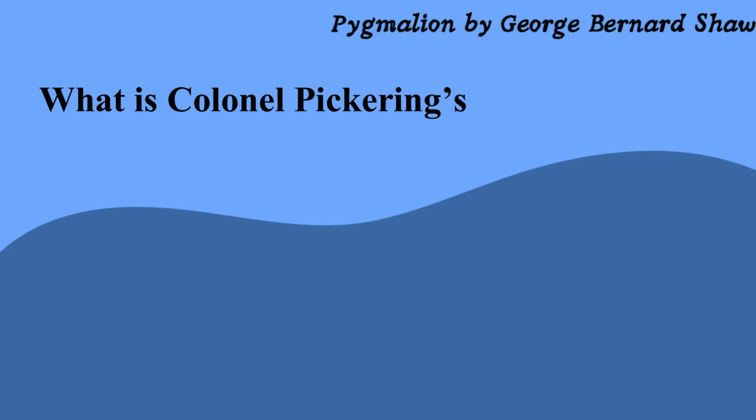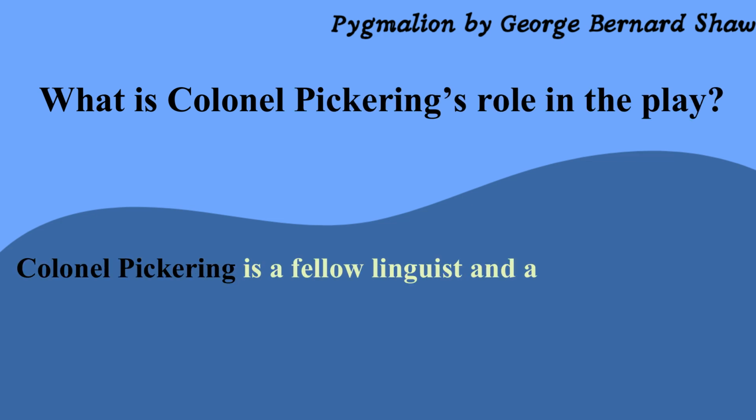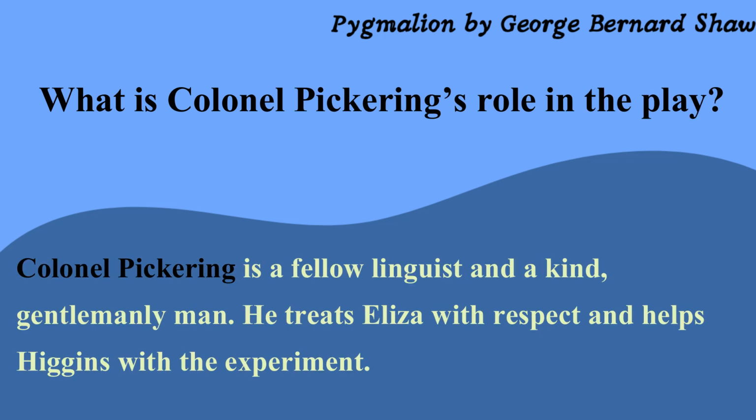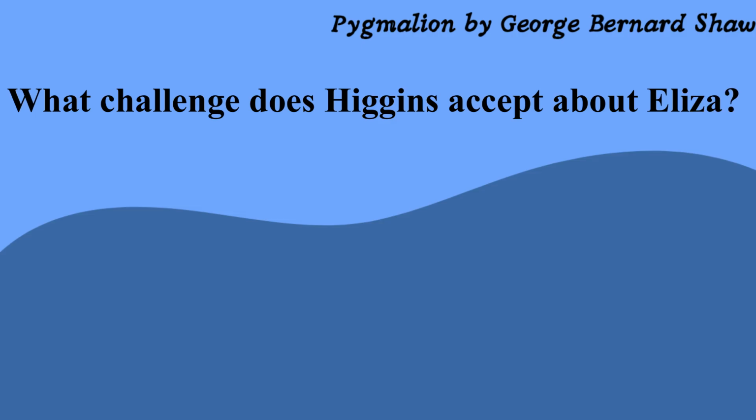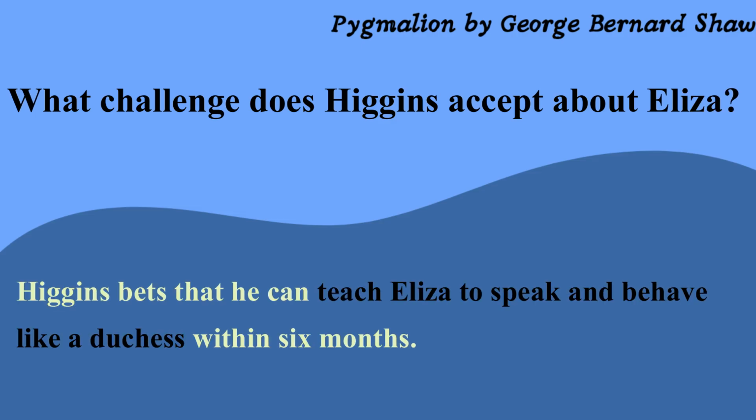What is Colonel Pickering's role in the play? Colonel Pickering is a fellow linguist and a kind, gentlemanly man. He treats Eliza with respect and helps Higgins with the experiment. What challenge does Higgins accept about Eliza? Higgins bets that he can teach Eliza to speak and behave like a duchess within 6 months.